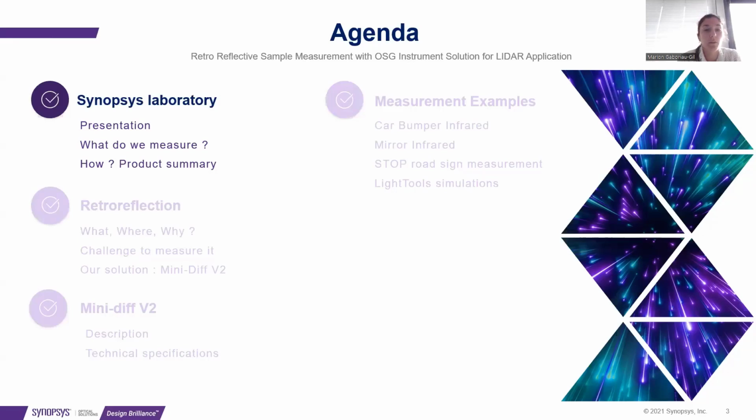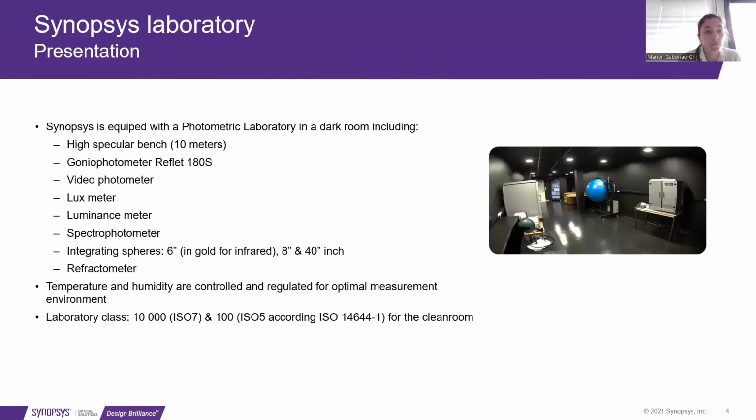So first, our lab, which is based in Hyères in France. We are equipped with a photometric laboratory in a dark room, which includes a high specular bench, gonio-photometer reflex, video photometer, lux meter, luminance meter, spectrophotometer, different integrating spheres with different sizes for visible or for infrared, and refractometer.